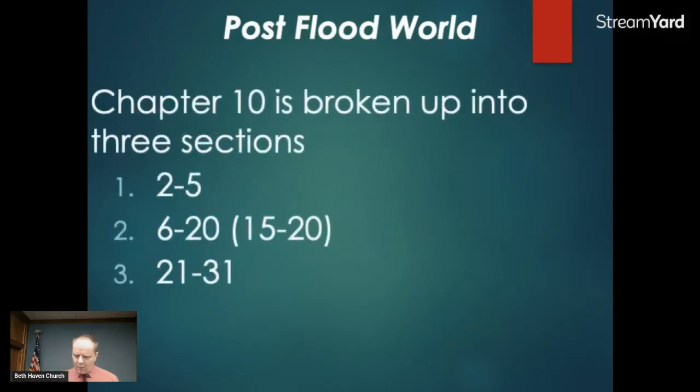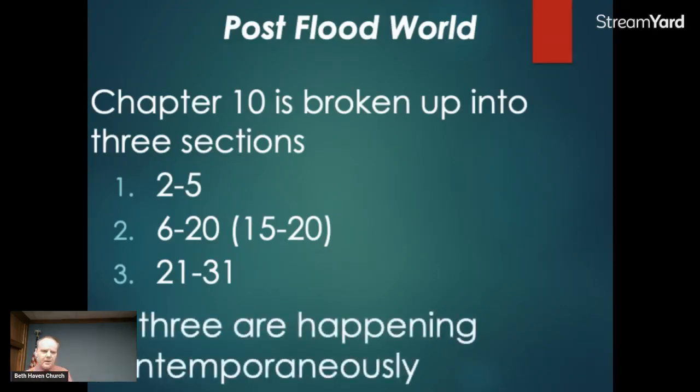Chapter 10 is broken up into three sections, okay? The three sections are quite obvious, 2 through 5, 6 through 20, with another subsection in 15 to 20, and then 21 through 31. All three are not like one happened and then one happened and one happened. All three are happening contemporaneously, simultaneously. They're all starting to do this at the same time.